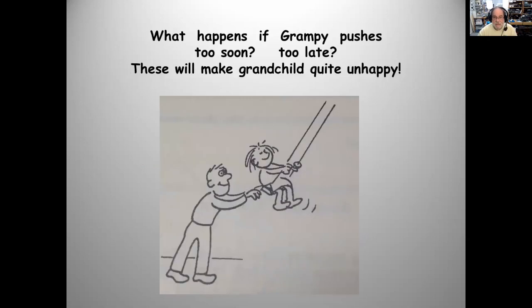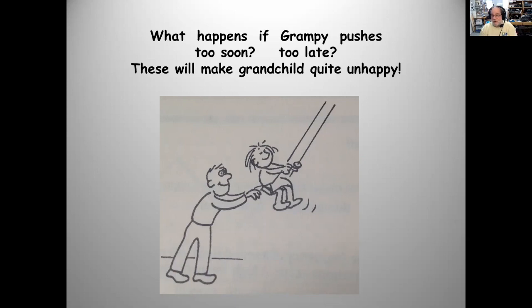Okay. So if Grampy pushes too soon, what happens? Well, that's happened to me. I don't pay attention and I push too soon. I crash into the kid. You know, it's like, crash, that's no good. I can knock her off the swing. What if I push too late? Well, that's equally bad. I'm running after her, trying to push. So this works best if what? Grampy pushes at the right time, in phase.